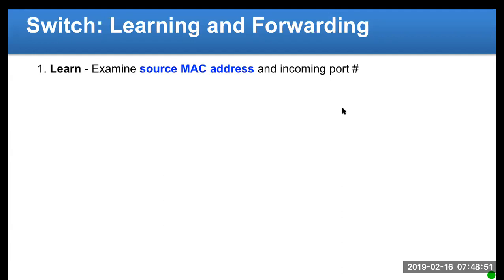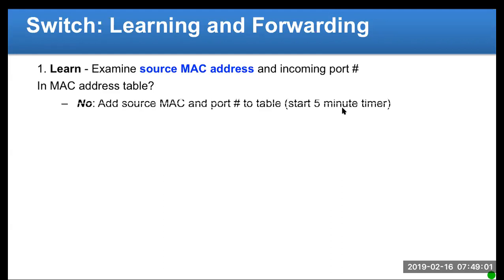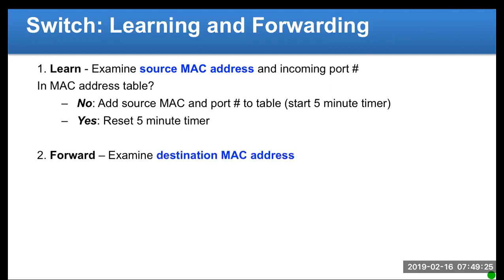So switches are going to learn by examining the source MAC address and the incoming port. It checks if that information is in its MAC address table. If it's not, it will add the source MAC address and the incoming port number to the table. And it keeps it in there for 5 minutes, typically. If it's already in the MAC address table, it will reset the 5-minute timer. It says, I'll keep it in there another 5 minutes. Then it's going to try and forward the frame.